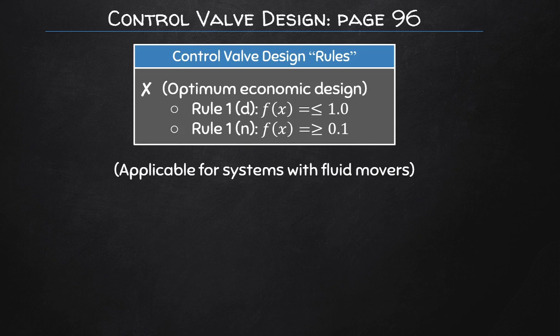So firstly, for the optimal economic design, it goes without saying that the control valve position should always be less than or equal to 1 at the design flow rate, since a control valve cannot be more than fully open when operating at the normal flow rate. It is just physically impossible.